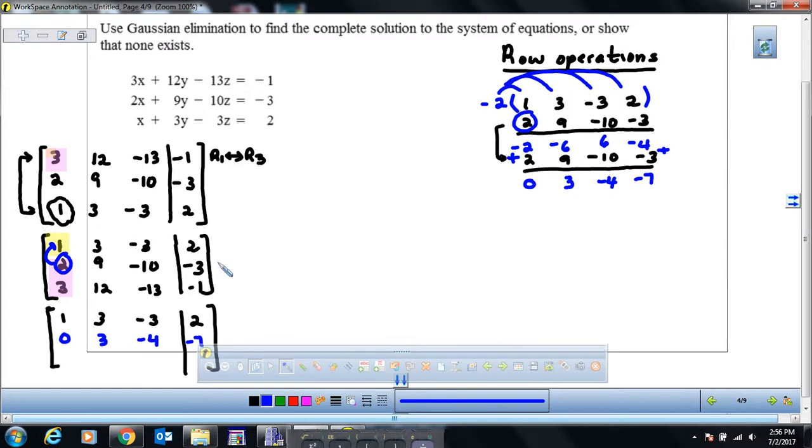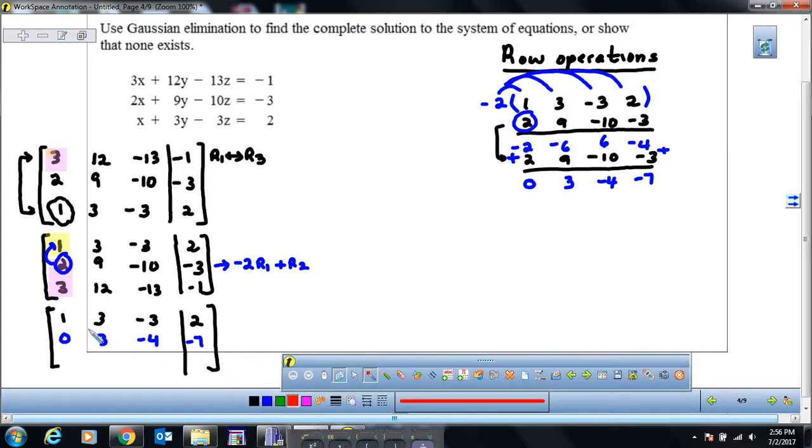Okay? So I want you to write what is the operation that we used to change these values here into these new values. So we multiplied the first equation by negative 2, so negative 2 times row 1, and then we added it to the second equation, which is row 2.